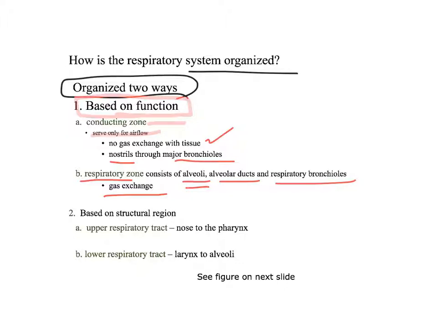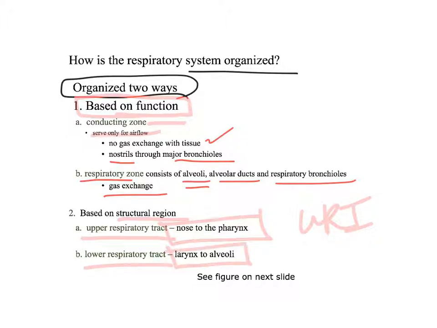Now we also break it up based on structure. The upper respiratory tract is considered from the nose to the pharynx. From your nose down to your throat, that's your upper respiratory tract. Sometimes you see doctors say, oh, you have a URI, upper respiratory infection. Well, it's in your head. The lower respiratory tract is from your larynx down to your alveoli. They usually say LRI, and that would be in your chest.